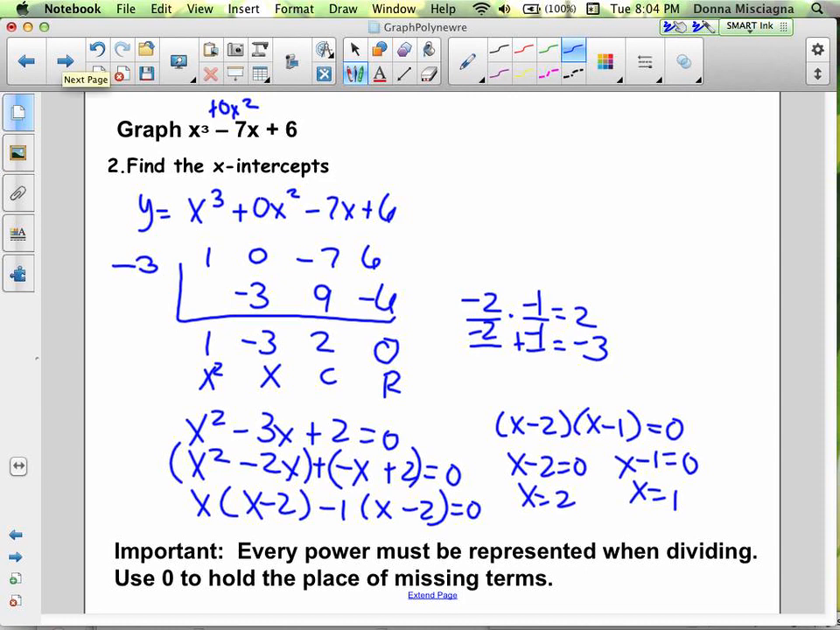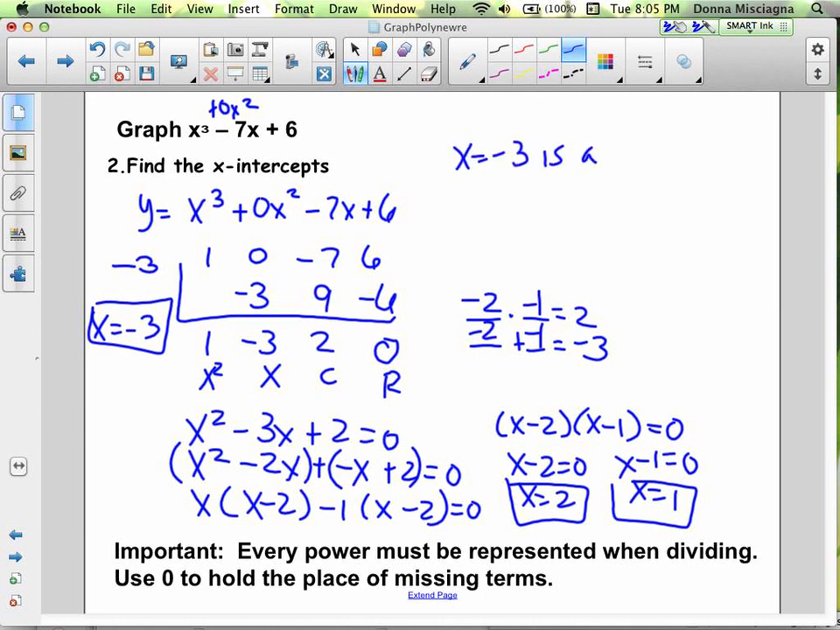All right, so we have 3 solutions. Don't forget the one you used for dividing. We have 2. We have 1. Don't forget you have x equals negative 3. That was a factor because the remainder was 0 when we used synthetic division.